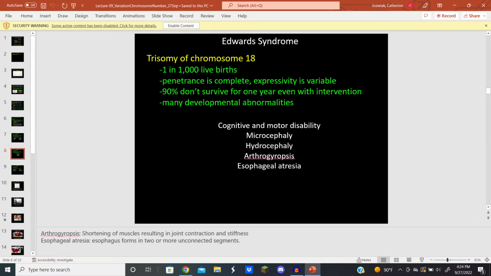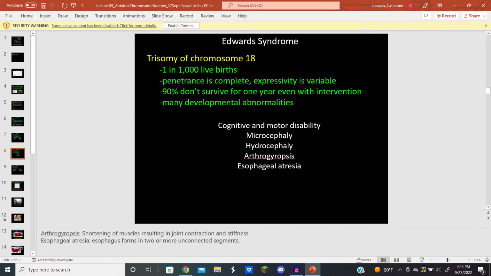Edwards syndrome is when you have trisomy of chromosome 18, again, largely lethal. It occurs in 1 in 1,000 live births. It's also got complete penetrance. So if you have these 3 chromosomes, you will exhibit symptoms, right, with variable expressivity. So you might not experience all of the symptoms, but you'll definitely experience some of them. Most live births don't survive for even 1 year without some heavy intervention in the form of usually surgery and major surgeries. Often results again in cognitive and motor disability, microcephaly, something called hydrocephaly.